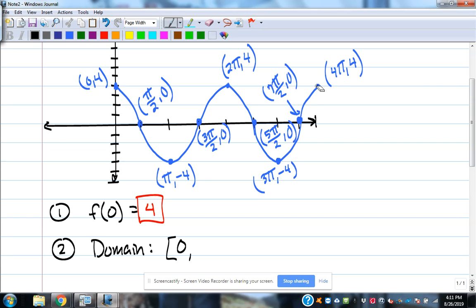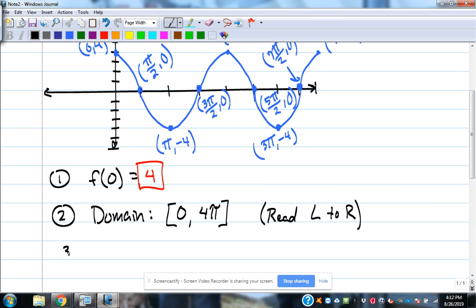What's the x value right there? 4 pi, right? The y value is 4, but the x value is 4 pi. So that's going to be my domain. So for domain, if you've got a graph, you're looking at how far it travels left to right. You want to read it from left to right, just like you'd read a book. So maybe write that somewhere. Read left to right. Okay. Well, in the same kind of idea, let's state the range.